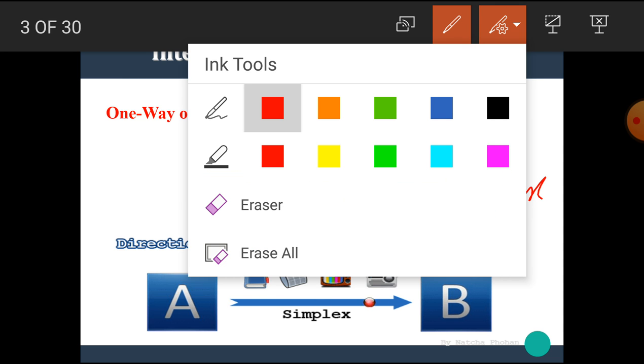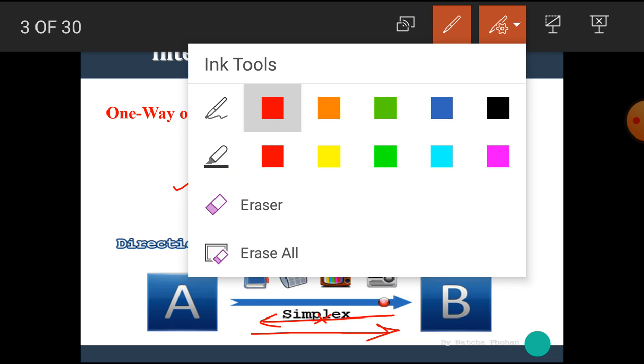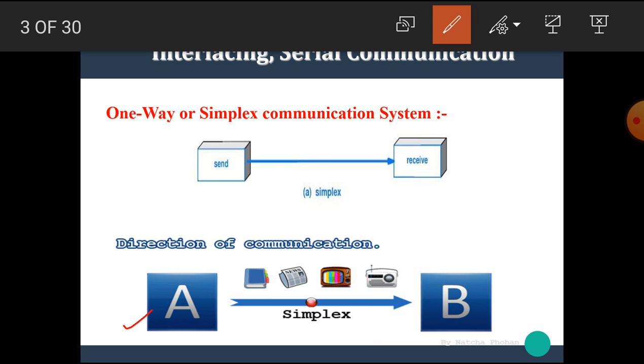What is meant by simplex communication system? Let's see. Here in this diagram we can see that the sender can transmit its data in only one direction. That means if the data transmission is possible only in one direction, then such type of system is known as the simplex communication system. In this diagram we can see that the A block can transmit its data towards B only in this direction. B cannot transmit its data towards A. Okay, I hope you all understand the concept here. This system is known as the simplex communication system.